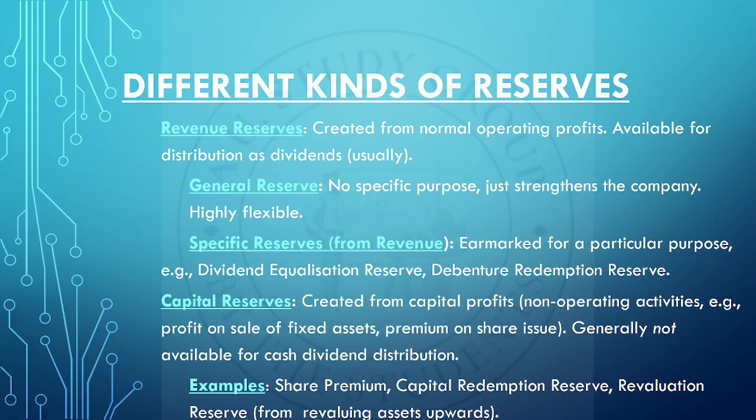Reserves can be general, just strengthening the company overall, or specific. Specific reserves can be from operating profits, available for dividends, etc. They can also be revenue reserves or capital reserves. Revenue reserves are reserves from operating profits, and capital reserves are reserves from capital gains, usually not for dividends. Examples of capital reserves could be share premium, capital reserve, redemption reserves, etc.